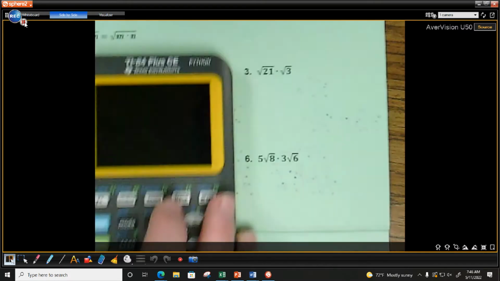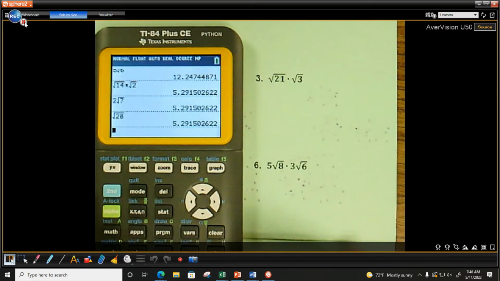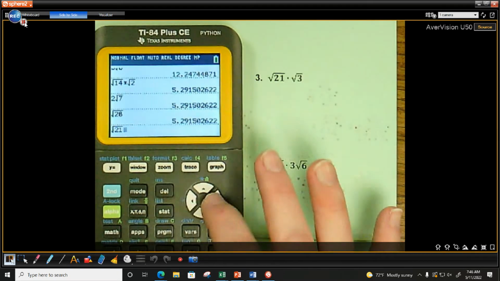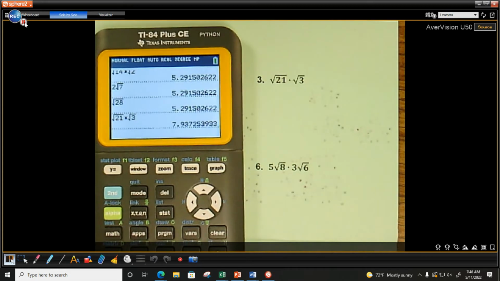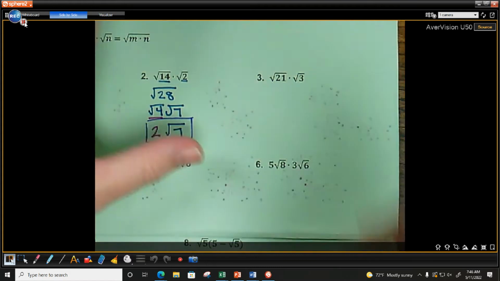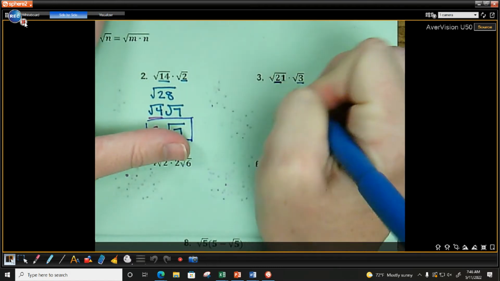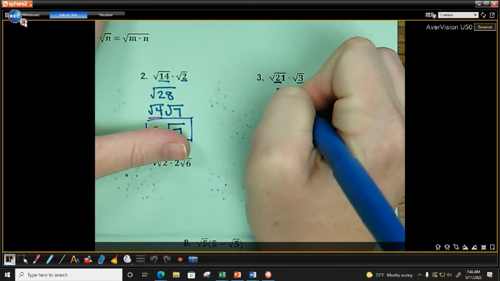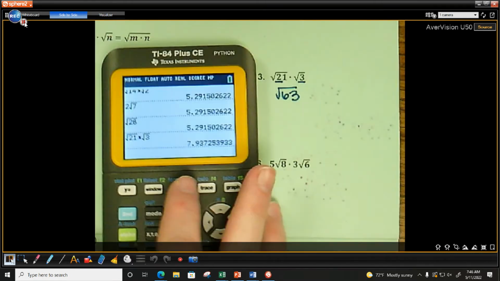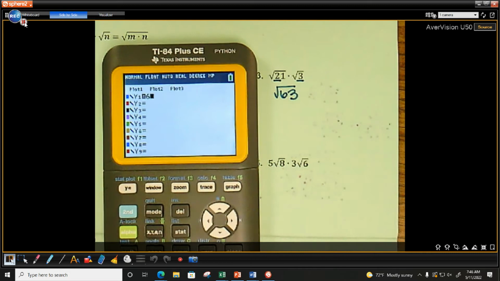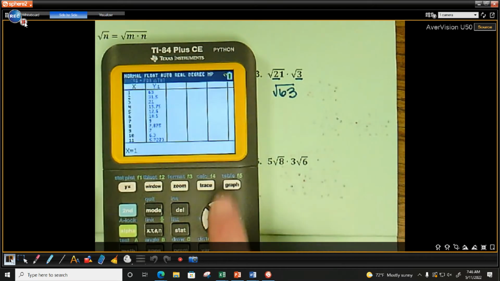So, like always, start with your calculator. Square root 21 times square root 3, I get a decimal. So I can't just type it in the calculator and get an answer. Both of these numbers are under the radical, so square root 63. 21 times 3 is 63. Go to y equals and do 63 divided by x.